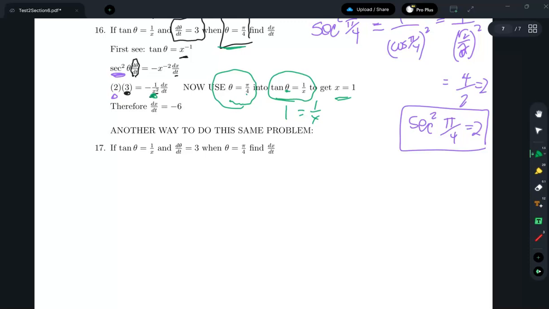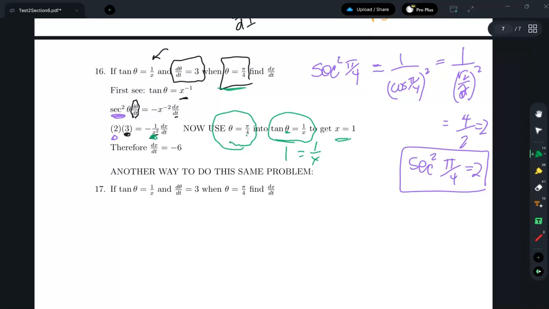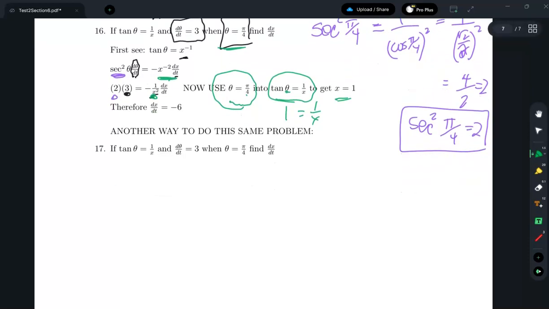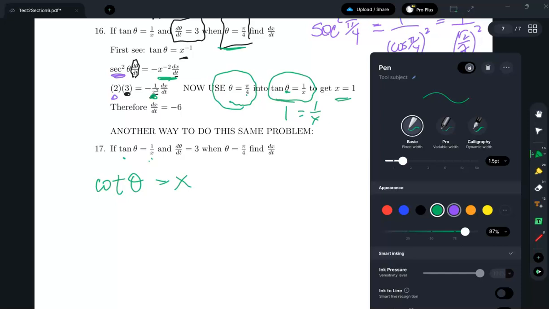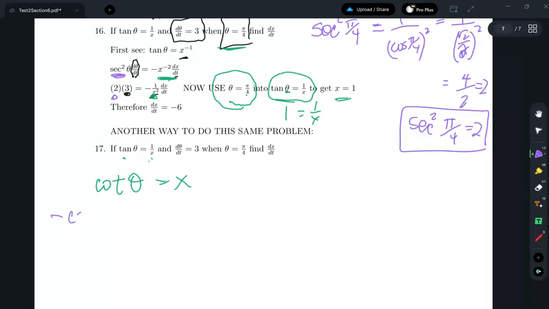I wanted to show you this problem. You could choose to do it another way. Because I'm not a big fan of these negative exponents, what I could do is, before I take the derivative, take the reciprocal of both sides. So 1 over tangent, you know, is cotangent. And 1 over x, isn't that just x? Oh, all right. So let's go take the derivative of cotangent. So that's negative cosecant squared of the angle, d theta over dt, is dx over dt.